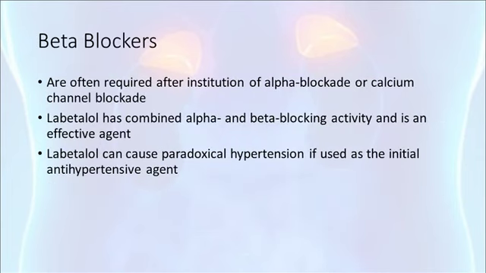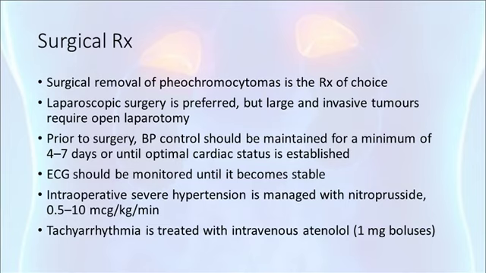Beta blockers are often required after institution of alpha blockade or calcium channel blockade, but these must be used with extreme caution because they can cause paradoxical hypertension as part of the initial use. Labetalol is generally combined here. Now, we do not give diuretics to these patients unless pulmonary edema is present. Surgical removal of pheochromocytoma is generally considered to be the treatment of choice, and laparoscopic surgery is generally preferred but large and invasive tumors may require open laparotomies to actually treat.